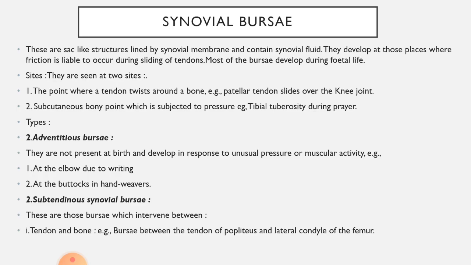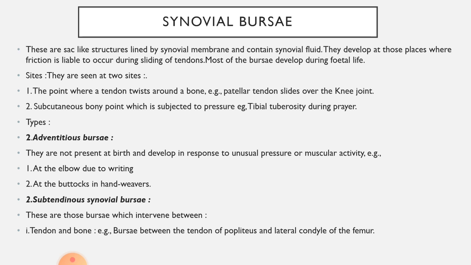The next structure is the synovial bursa, and we have previously discussed it. We know that this is a sac which contains synovial fluid and prevents friction in joint movement. So these are sac-like structures lined by synovial membrane and containing synovial fluid. They develop at those places where friction is liable to occur during the sliding of the tendons. Most of the bursae develop during fetal life.